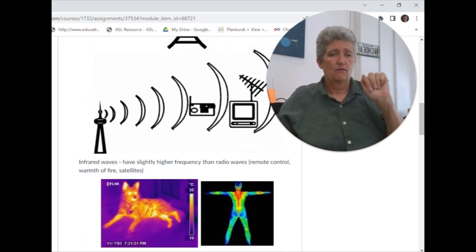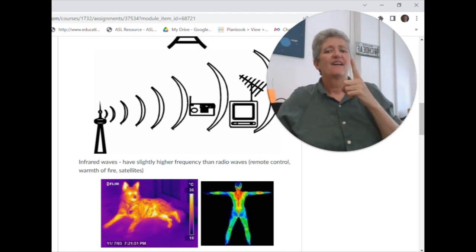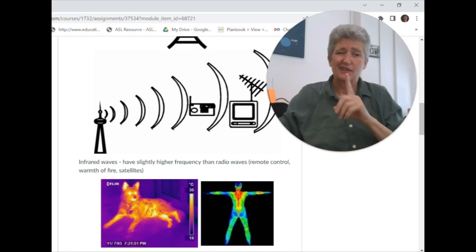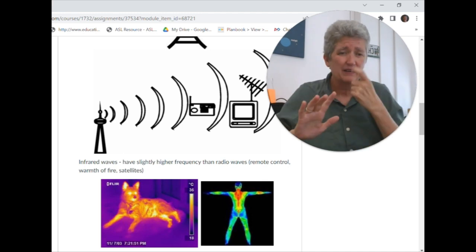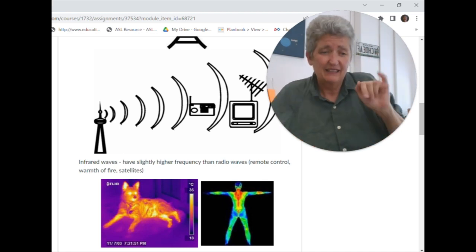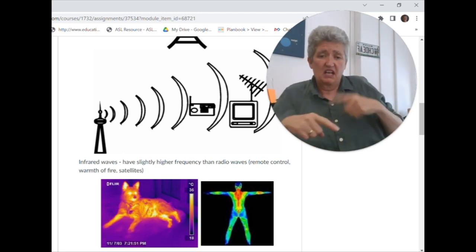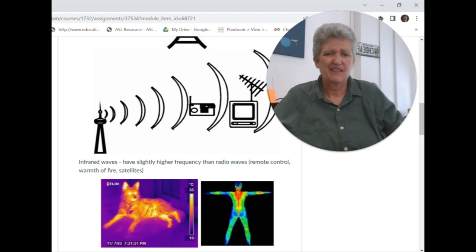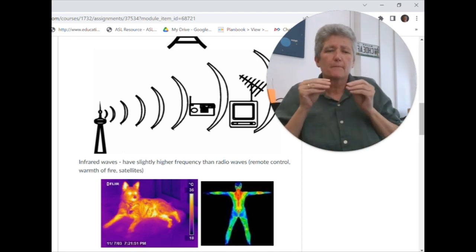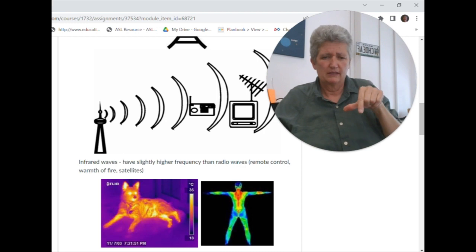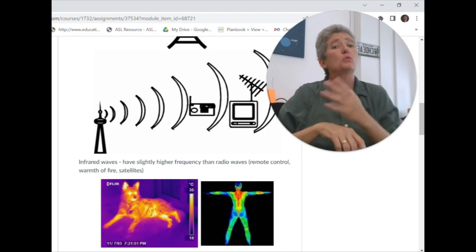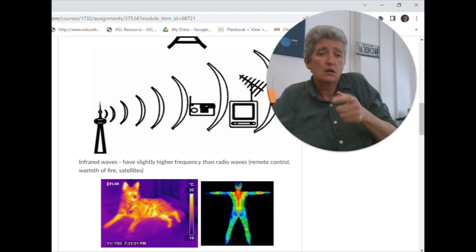And then infrared wave. It's not really red, the sign red, because you can't actually see it. But I've seen some people sign red for infrared, and it's not something you can see. So that frequency is a little bit higher than radio waves.